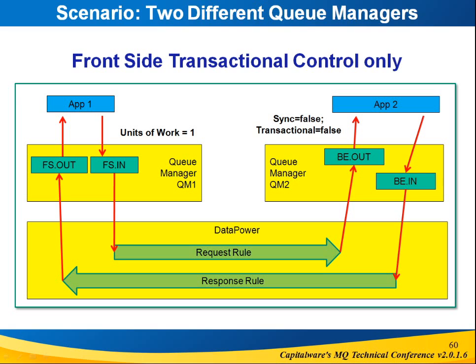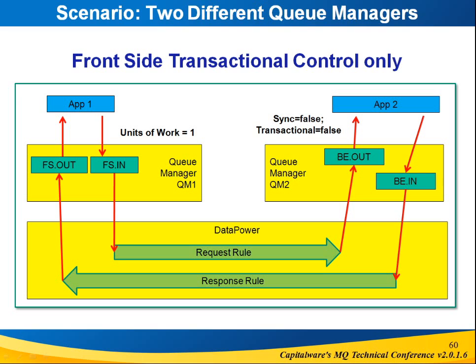So in this respect, it could be said that message integrity has been preserved because the request rule will only do a commit once the message has been successfully stored on the output queue. Then application 2 picks up the message from be.out, puts it onto be.in, and the response rule gets the message from that queue immediately, no sync point, deleted straight away from be.in, passed all the way back to the frontside handler, which puts it onto fs.out.